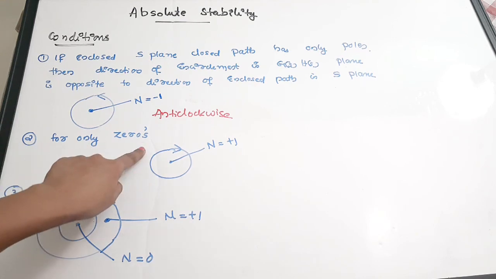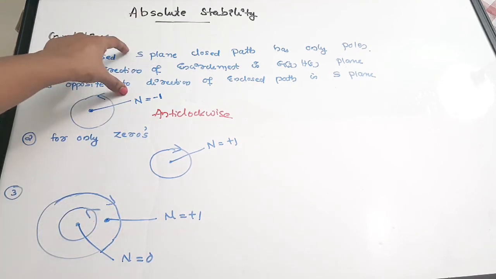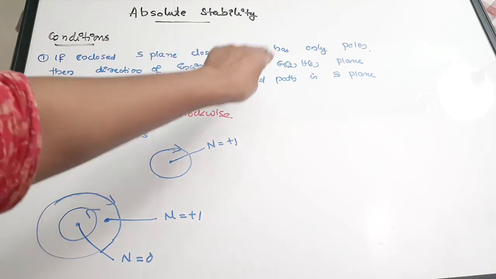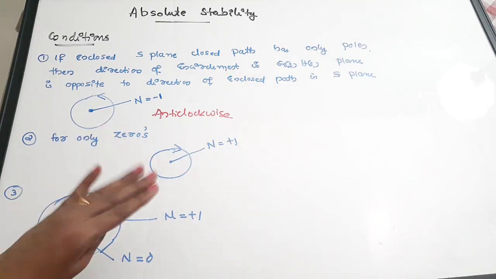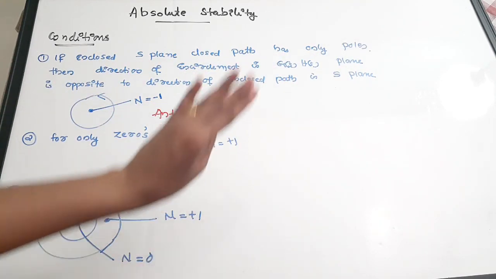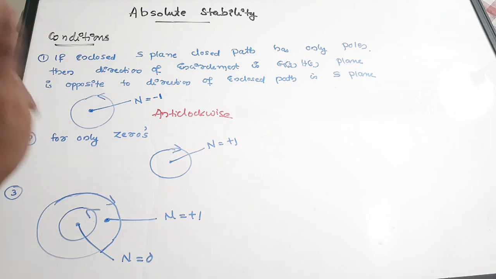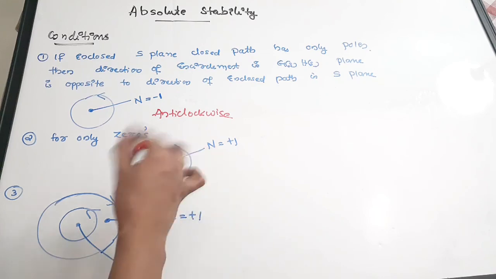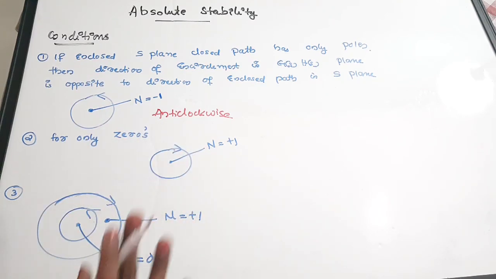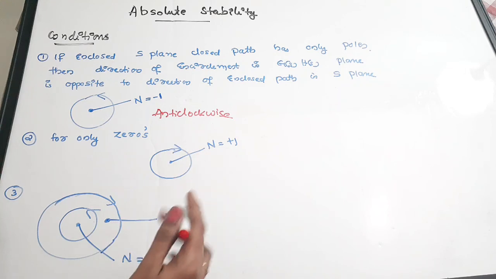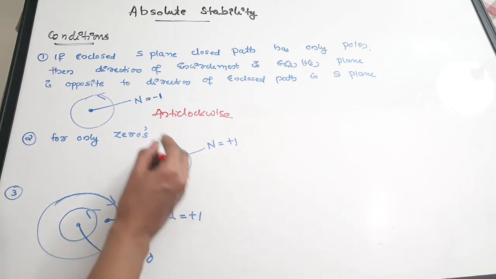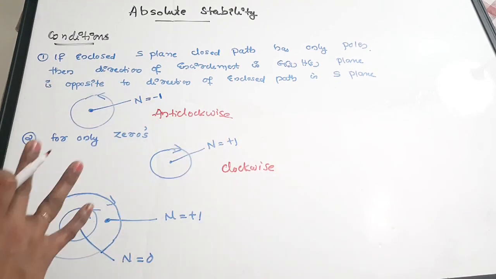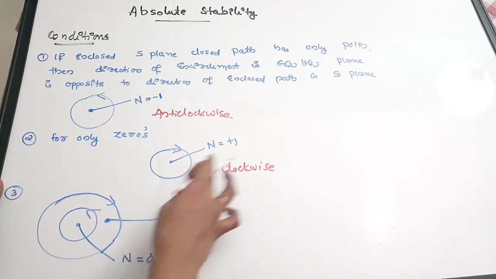Now, if there are only zeros, there is a statement here, but I have not written it, so I'll say it for you. If the enclosed S-plane closed path has only zeros, then the direction of encirclement in the G(s)H(s) plane is the same as the direction of the enclosed path in the S-plane. So when there are only zeros for a particular S-plane enclosement, then the direction of encirclement will be this direction, that is clockwise, the same direction as the enclosement in the S-plane. And the value will be positive.